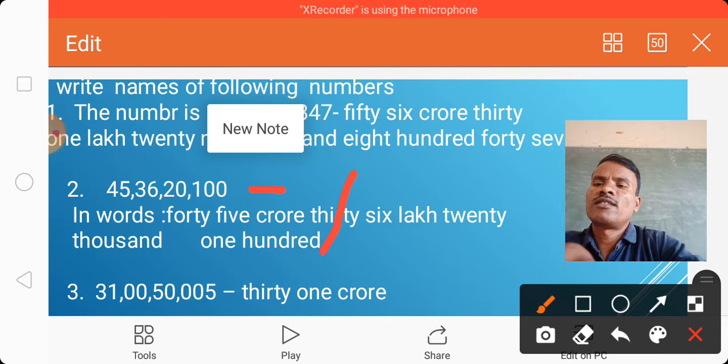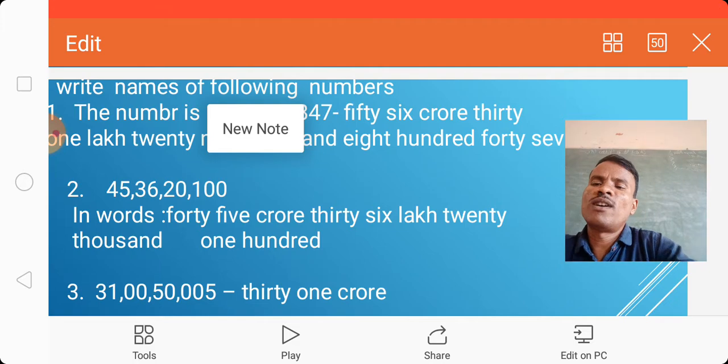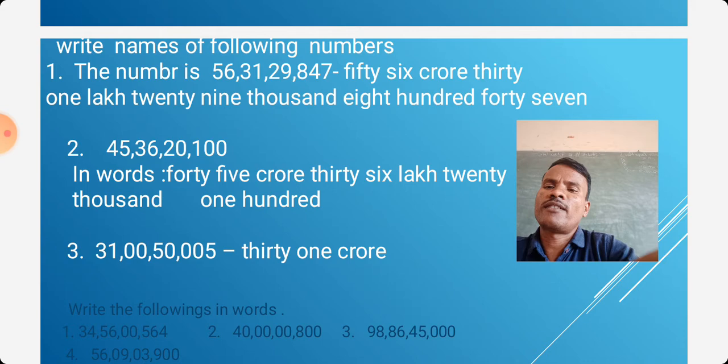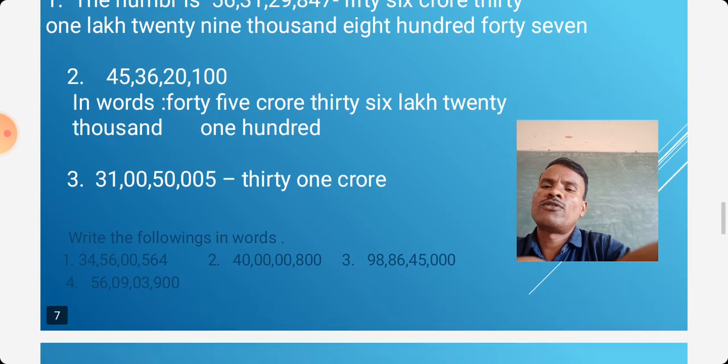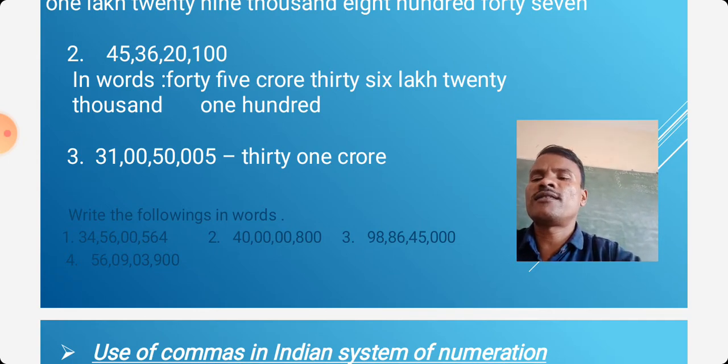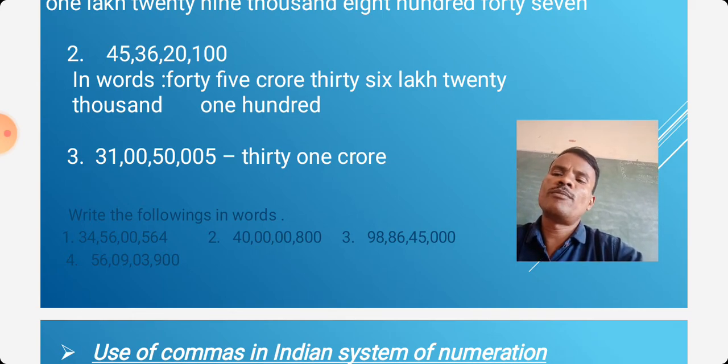Okay. Next, come to the next example, that is 31 crore 50,005. Okay, 31 crore 50,005. Here it is half done. You have to fill it. 31 crore is there, then write 50,005. Okay, you have to fill it. Next, there are some problems. 4 numbers are given. You have to write all the 4 numbers in words, or write the names of the 4 numbers.